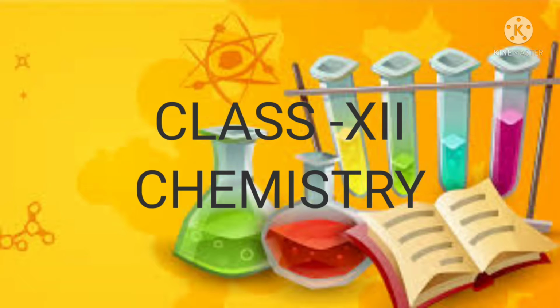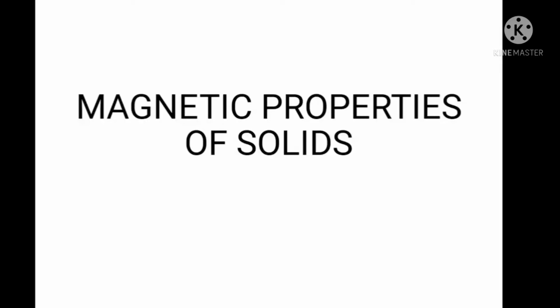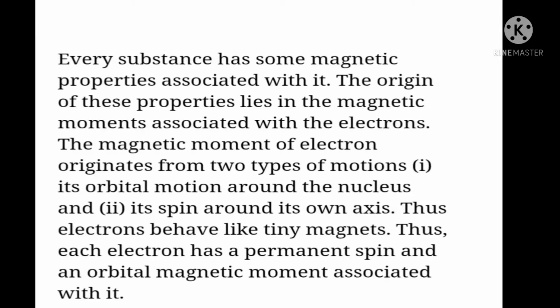In the previous class we discussed the electrical properties of solids. Today we will discuss the magnetic properties of solids. This is the last topic in the chapter. Magnetic properties of solids. Every substance around us has some magnetic properties associated with it.